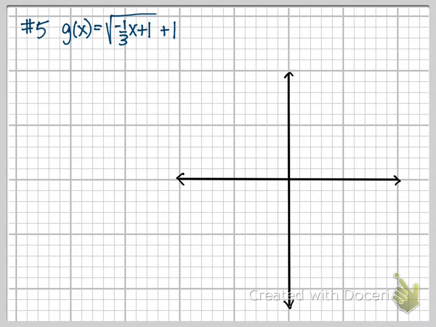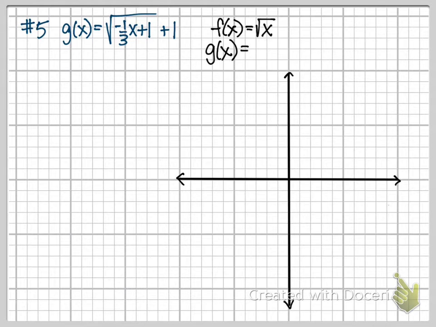Okay guys, so a little video here on how to graph this square root function with a bunch of transformations in it, and also do the other couple things I asked for in our homework. The first thing I asked is to identify the parent graph. So for this one, our parent graph would be square root of x.